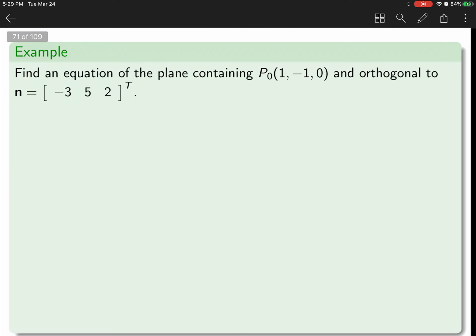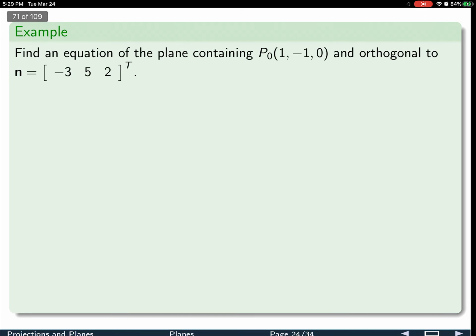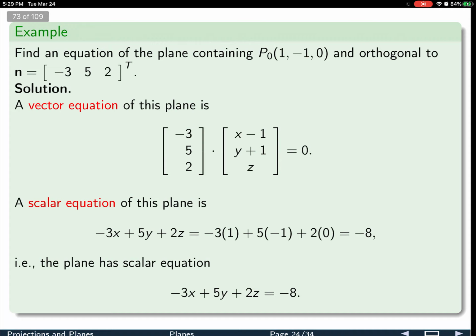Cool. All right, next example is finding an equation of a plane containing a point and orthogonal to a given normal vector. So in order to do this, really, we can just use the different entries in that normal vector as the coefficients on our plane, and then finding the dot product between this point and the normal vector will be enough to give us our d value on the right-hand side. So the dot product between n and the vector version of p0 is just -8. And so the scalar equation of that plane looks like that. It's pretty cool.